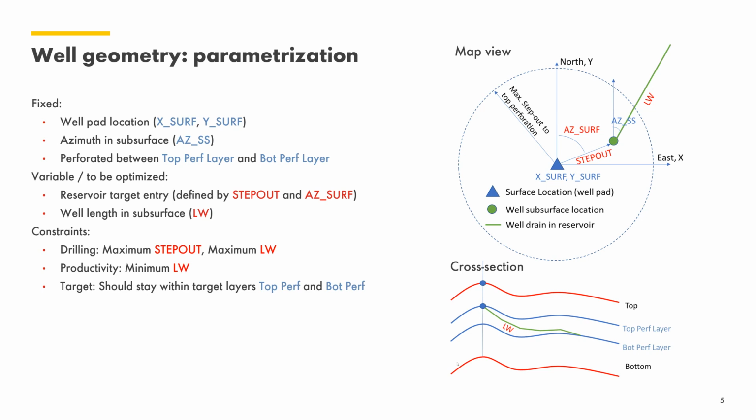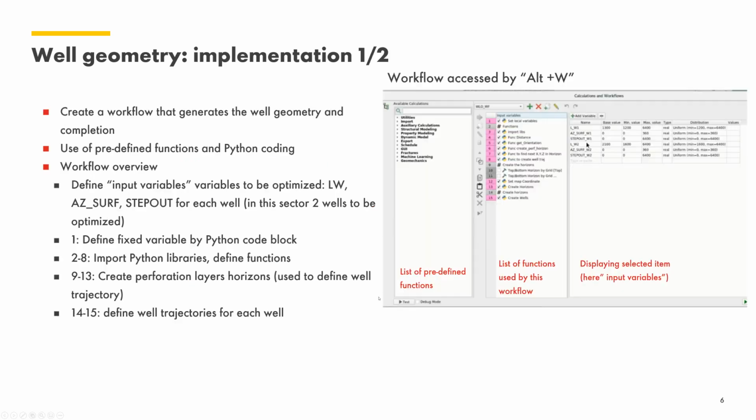Another complexity is that we want to target specific layers. So when the topography of the layer varies a lot, that means that you need to follow this topography. Otherwise, you will actually get out of the target layer. So how did we actually implement that in tNav?